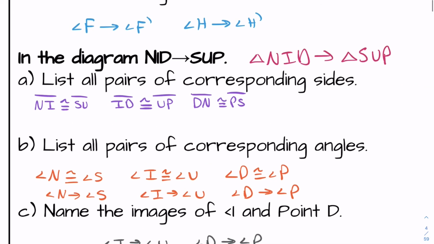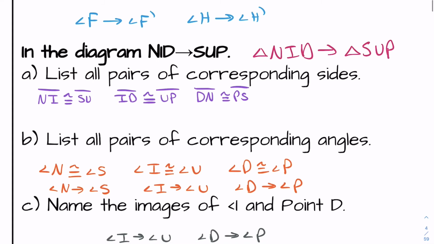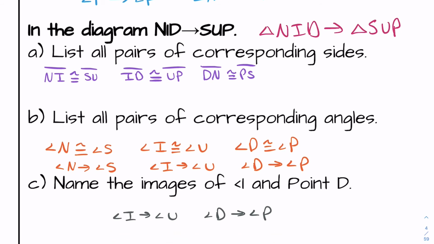So in this case, we could have written in the mapping form, which I did here, all my angles. You could also write it in this form, talking about the corresponding sides that are congruent. Okay, and then I wrote the mapping for I and for point D. So angle I comes from the middle, so it's angle U, and angle D is congruent to angle P.